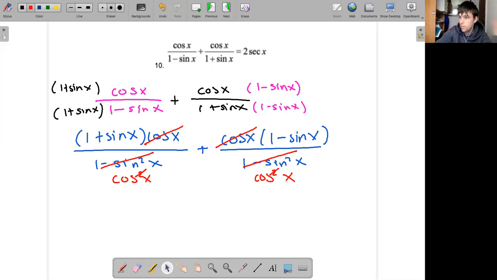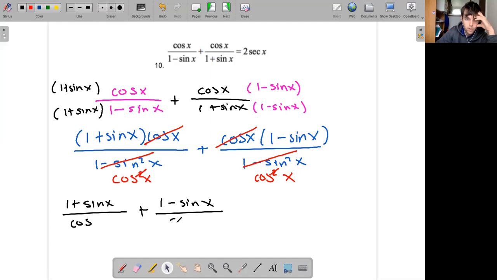Okay, let's rewrite this, make this look a little bit cleaner. We have 1 plus sine x over cosine plus 1 minus sine x over cosine. Add these together. 1 plus 1 is 2. Sine x plus negative sine x, those go away. We end up with 2 over cosine x. Got to keep in mind where we're trying to get to. We're trying to get to 2 secant.